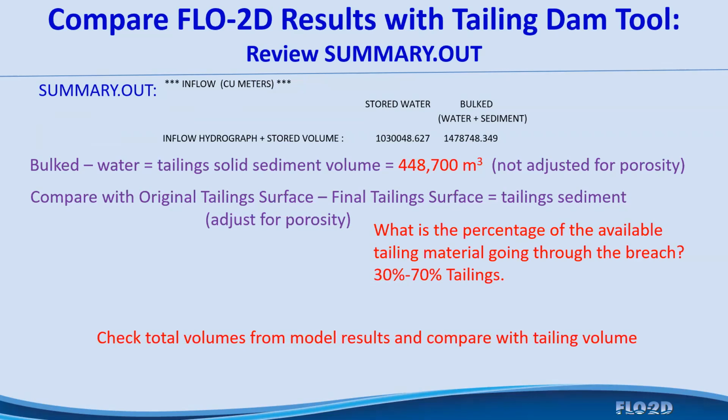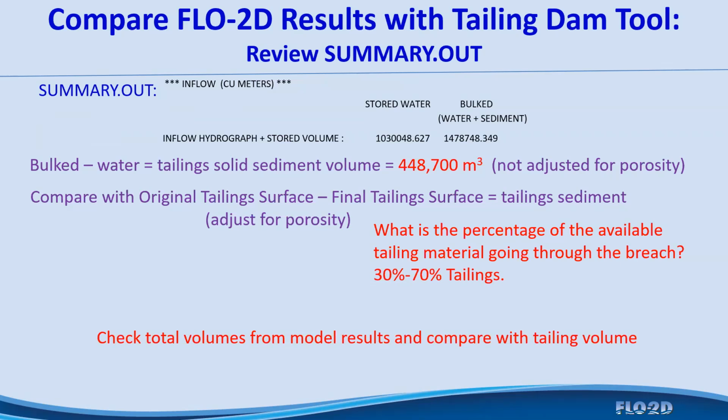As I mentioned before, it's always good to check the release volumes, okay? The FLO-2D model routes the flow and calculates all the physical interaction of the mudflow release, but it also reports the total volumes. And those are the total volumes that are moving downstream in the simulations, okay? Those total volumes are always reported in the summary.out file. That is an output file, okay?